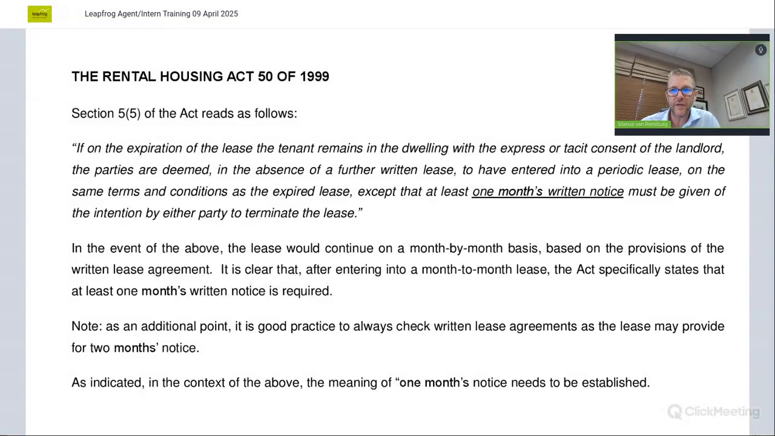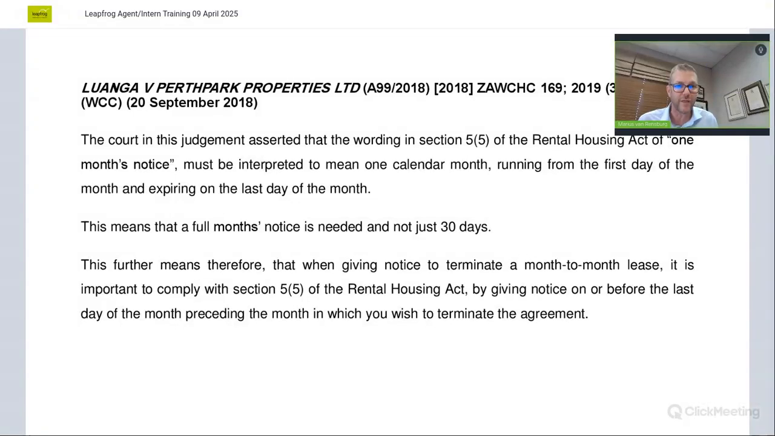So of course the question then arises, well, if it's 1 month's notice, what does 1 month mean? All right, and there's a case, Luongo versus Perth Park Properties. It's a 2018 case, and the facts of the case are really not important for our purposes. But what is important is that the court in this case had to interpret Section 5.5 of the Rental Housing Act in dealing with what does 1 calendar month's notice mean.